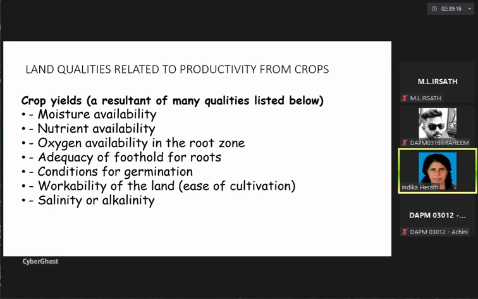So alkalinity is when there is a low amount of H plus ions, the pH will increase. And salinity is the amount of dissolved salt in the soil, right? So that is salinity and alkalinity. These properties directly affect the yield or the outcome from the agricultural land.